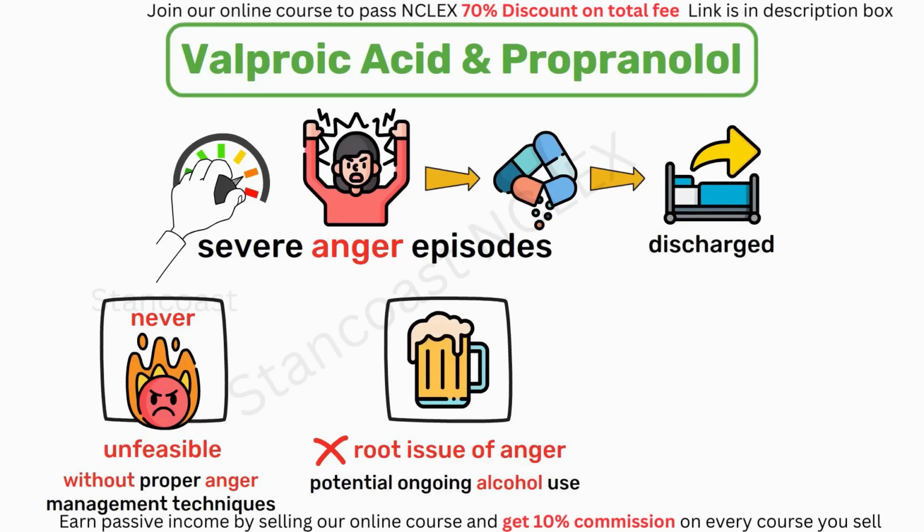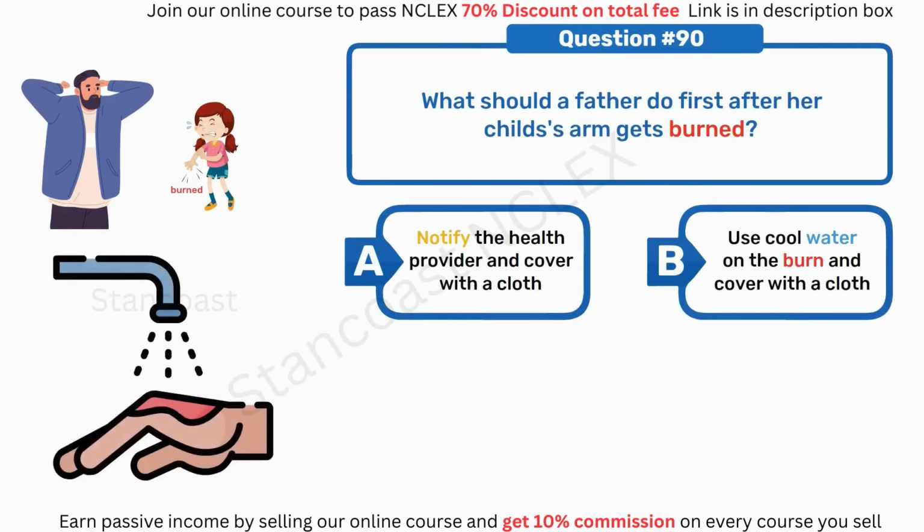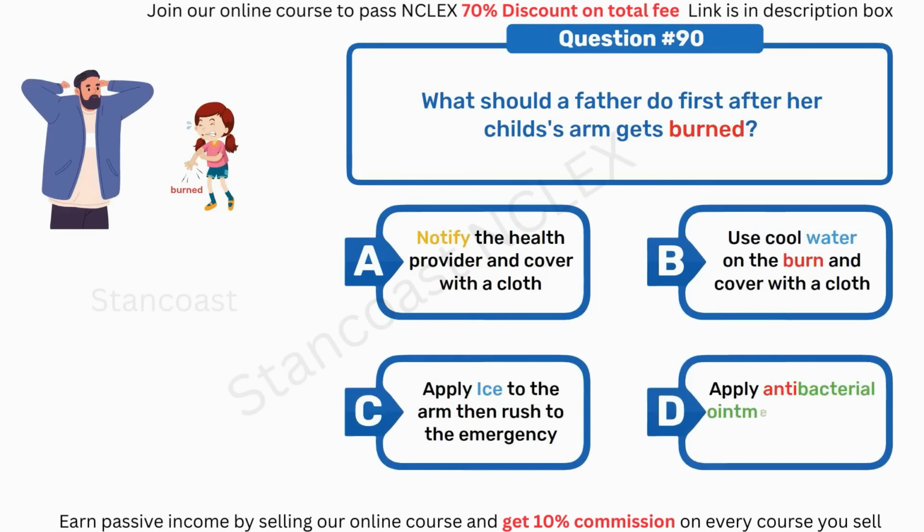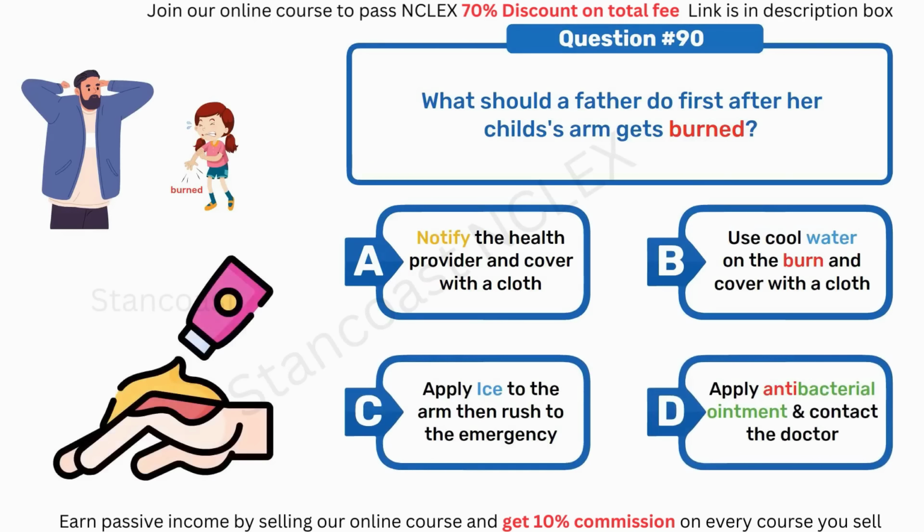What should a father do first after his child's arm gets burned? A. Notify the health provider and cover with a cloth. B. Use cool water on the burn and cover with a cloth. C. Apply ice to the arm, then rush to the emergency room. D. Apply antibacterial ointment and contact the doctor.